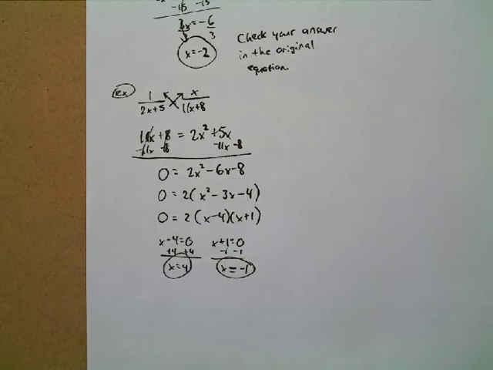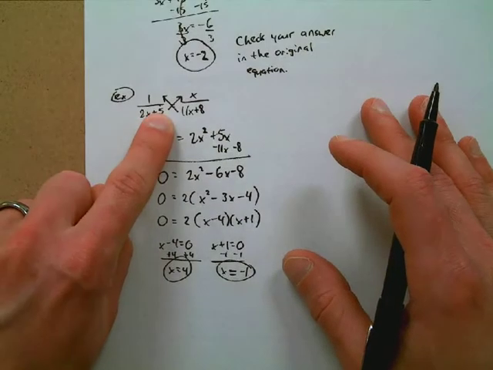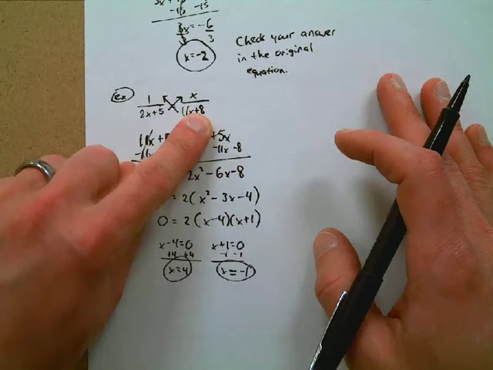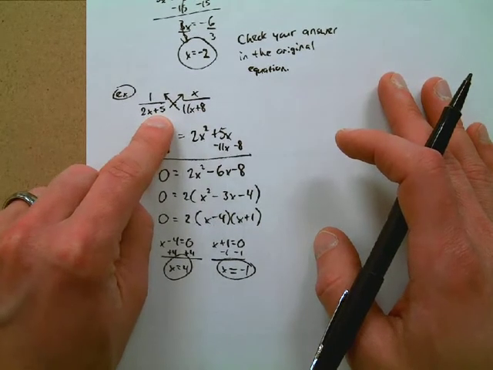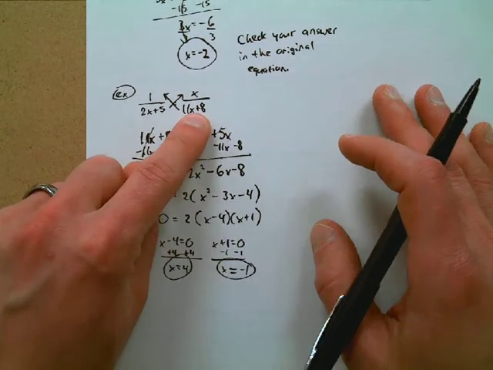Good. All right, we got to check them. Plug 4 back in. 2 times 4, 8 plus 5, that's not 0. 11 times 4, 44 plus 8, that's not 0. Let's plug in -1. -1 times 2 is -2 plus 5 is going to be 3, not 0. -1 times 11 is -11 plus 8 is -3, not 0. So both of these work.